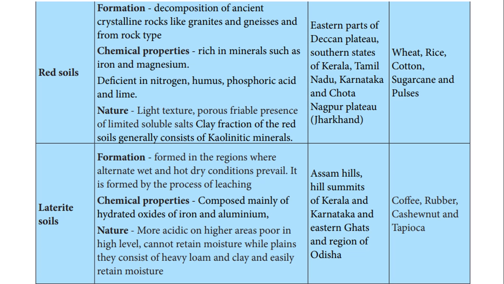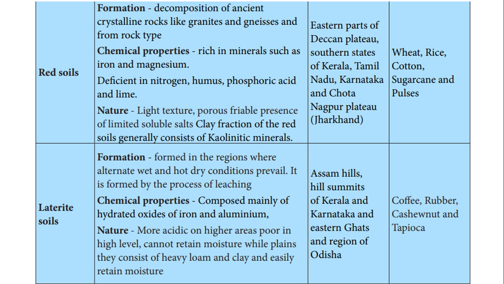For chemical properties, we can find iron and magnesium, and it is deficient in nitrogen, humus, phosphoric acid, and lime. Next are the laterite soils, formed in regions where alternate wet and hot dry conditions prevail, and we can find them in the Assam hills, where it very often rains, in Kerala, where it very often drizzles, and Karnataka, the Eastern Ghats and the regions of Orissa.